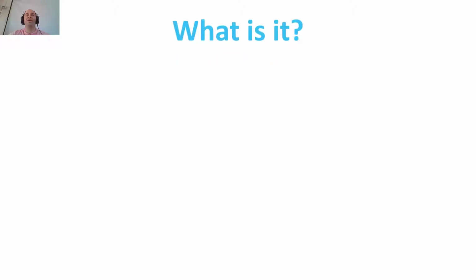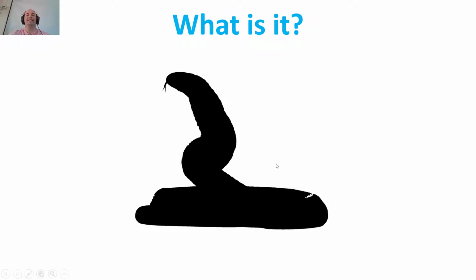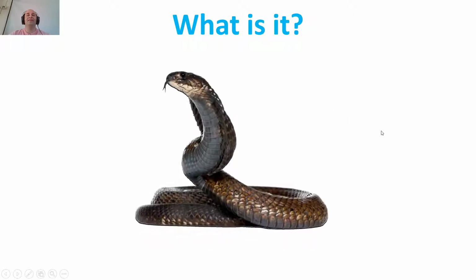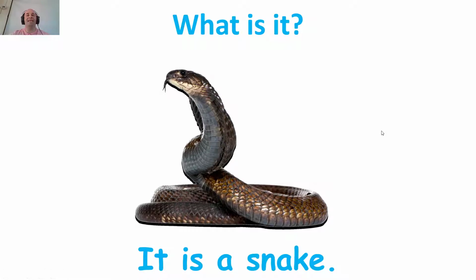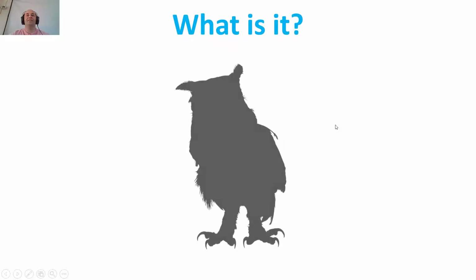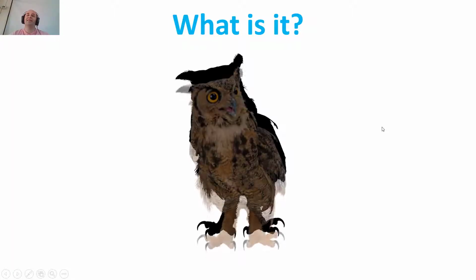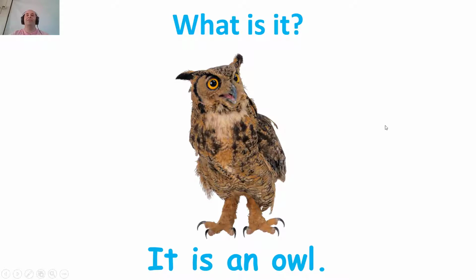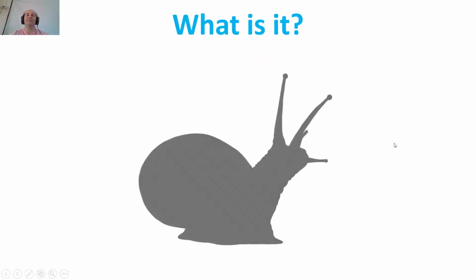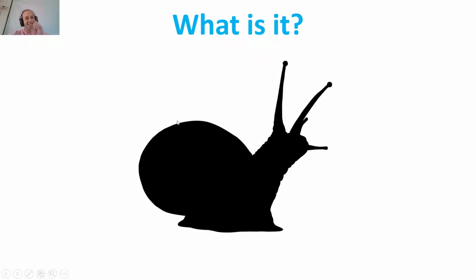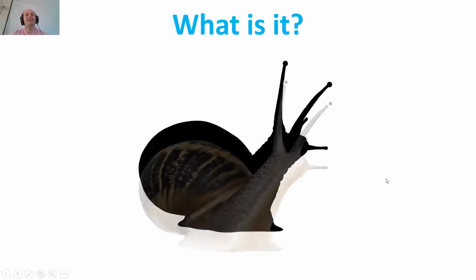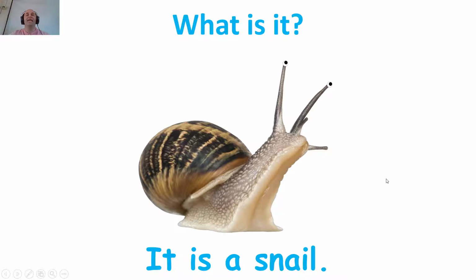Okay, number four, what is it? Very easy. This animal. It is a snake. Okay, number five. What is it? It is an owl. And the next one. What is it? It is small. It is a snail. This animal is called a snail.